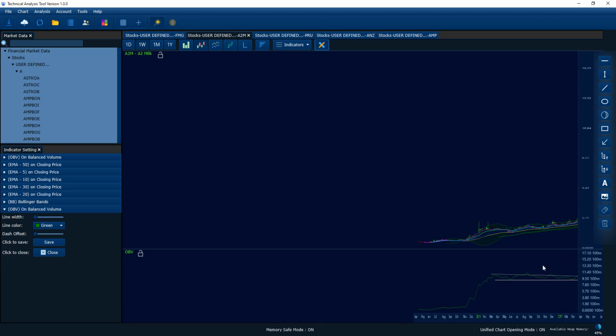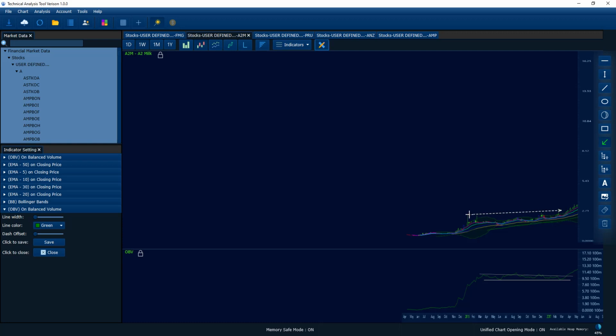I don't need to. Okay, so let's keep that line here. So this period of time, this is when the big institutions start to accumulate this particular share. So what happened is, let's just say we can do the same thing. We can draw actually a trend line connecting these 3 points.